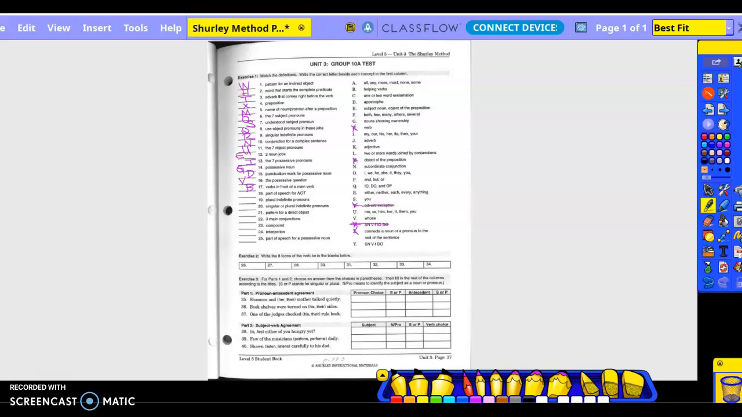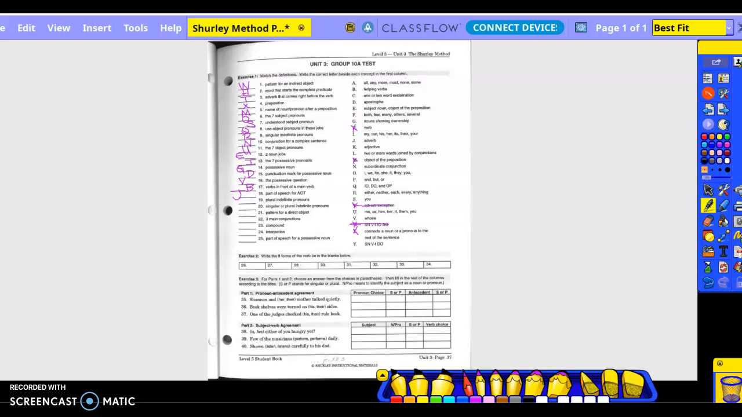Part of speech for not. What classification would you give that if you were classifying a sentence? Pattern 2. So what would that? It's not a pattern. So what would that be? Adverb. So letter J.